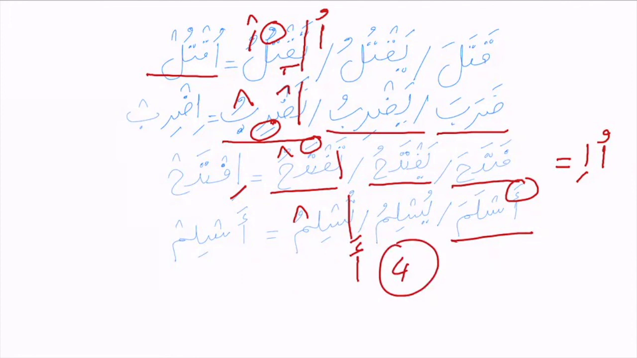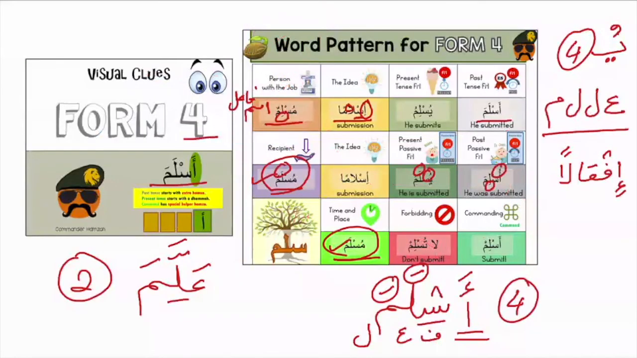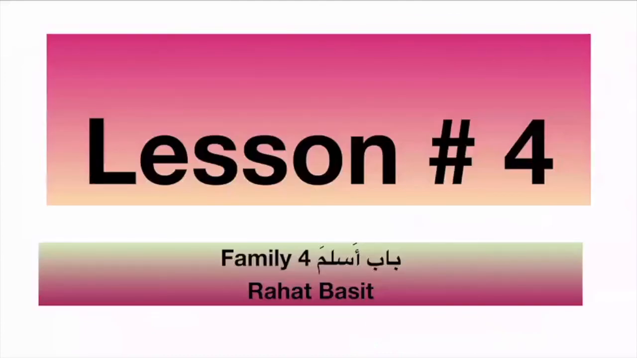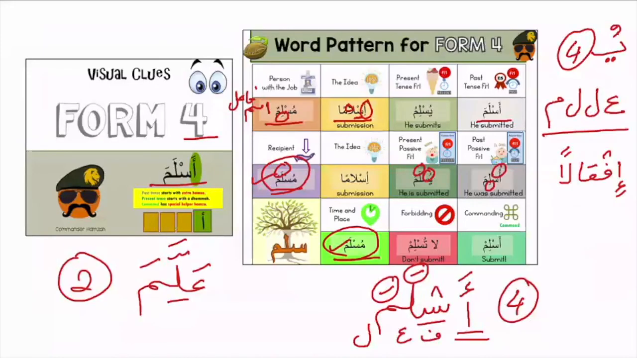Okay, so instead it should be Islam, according to all these rules we learned, but when it comes to family 4, this rule is not going to apply. So that's why we are going to say in the command Aslim. Okay, I hope everyone is clear on that. So that's why you see over here Aslim, La Tuslim, and then Muslamun. Okay, if you have any question, you can ask me. Otherwise, I'm hoping that it is making sense to you guys.